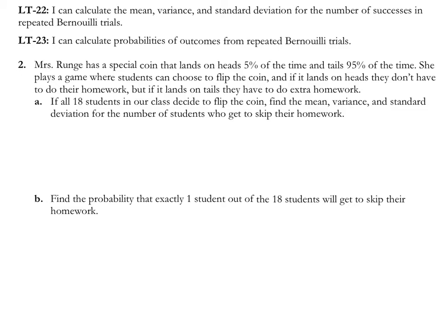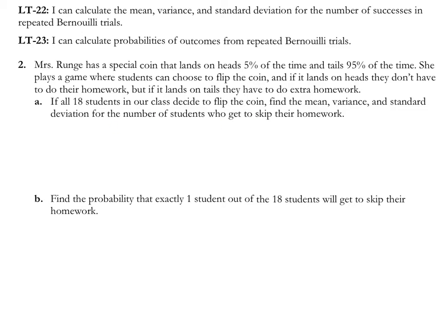So in this problem, Mrs. Runge has a special coin that lands on heads 5% of the time and tails 95% of the time. She plays a game where students can choose to flip the coin, and if it lands on heads, they don't have to do their homework, but if it lands on tails, they have to do extra homework. So letter A asks us if all 18 students in our class decide to flip the coin, find the mean, variance, and standard deviation for the number of students who get to skip their homework.